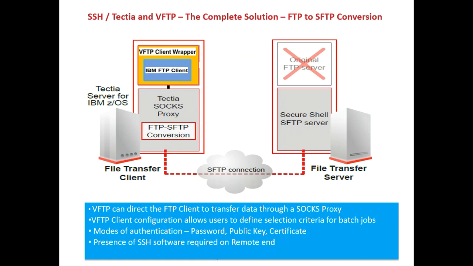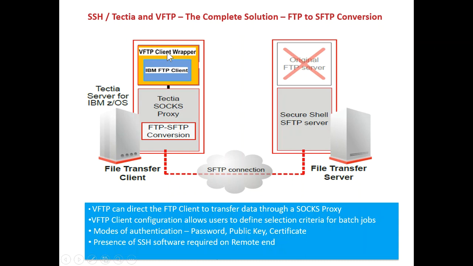Okay, so to wrap it up, talking about the two solutions together, how do they work? Firstly, when you install VFTP, you install it with our VFTP client wrapper, so that becomes the standard default client which gets invoked. So it wraps around the IBM FTP client. I'll show you this when I do the demo, but essentially, on the VFTP user interface, you determine which batch jobs you want to be forced or migrated to the SOCKS proxy.